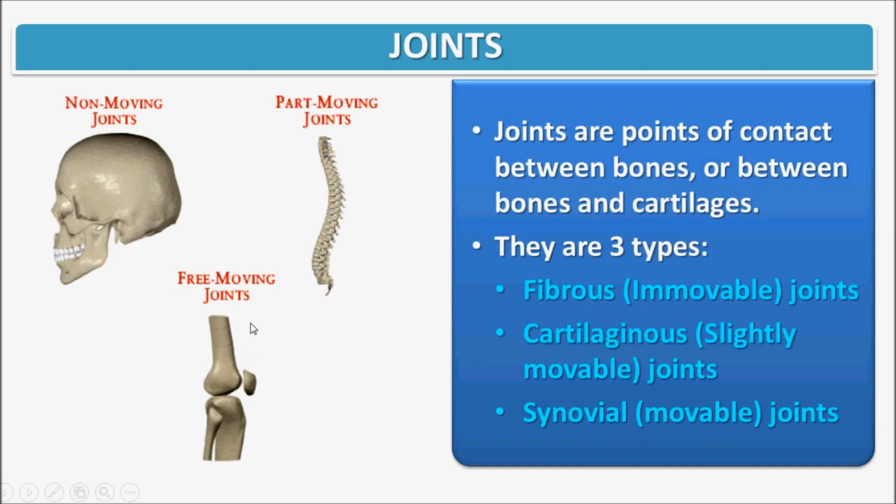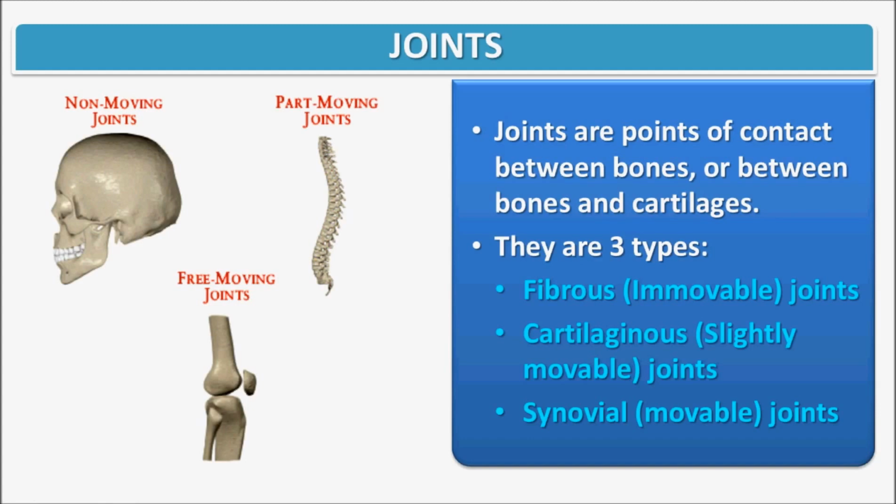So a joint that permits no movement is known as synarthrosis. The sutures of the skull and the joints that connect the teeth to the skull are examples of this joint.